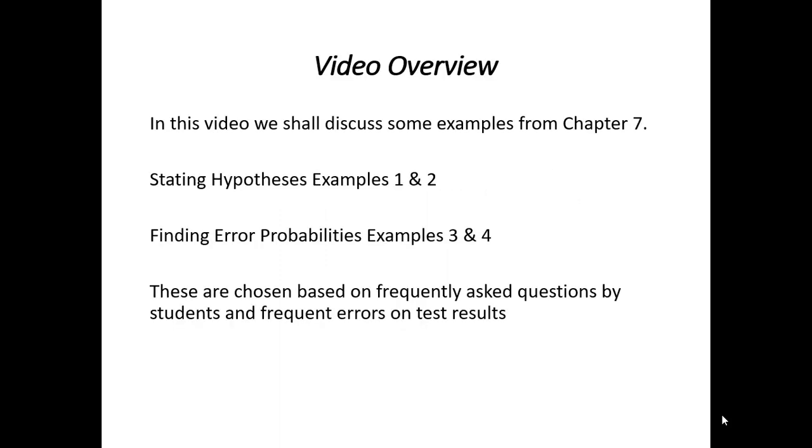So in particular we're going to look at examples involving stating hypotheses for testing and finding error probabilities related to the hypotheses. These examples are chosen from frequently asked questions and frequent errors on tests.